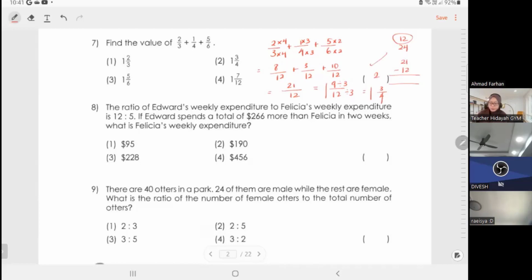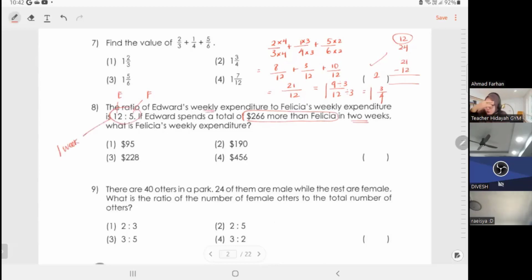Please mark. Number 8, the ratio of Edward's weekly expenditure to Felicia's weekly expenditure is 12:5. So this is Edward, this is Felicia. Always indicate like that. If Edward spent a total of $266 more than Felicia in 2 weeks, what is Felicia's weekly expenditure? They say 2 weeks, but this ratio is for weekly. This is for 1 week.